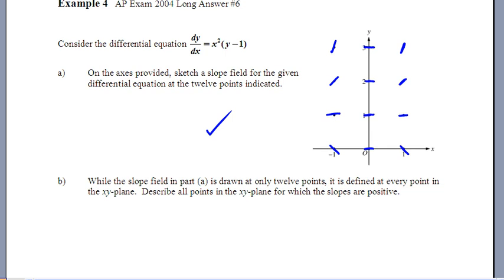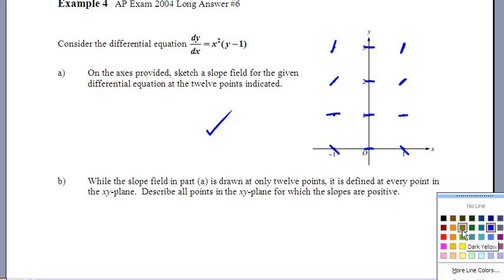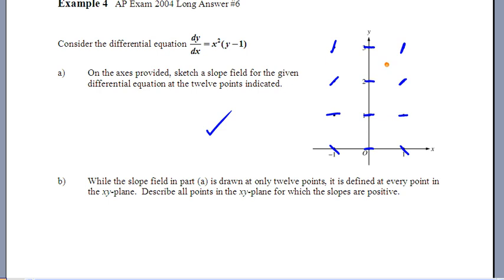Part B. It says the slope field that you drew in part A was only done at 12 points. It's actually doable at every point in the XY plane, right? Like you could pick this point right here and say, what about at 0.5 and 2.5? You could put those numbers in here and see how steep the little hack mark is. So we could have played this game an infinite number of places and we just did 12. So they said, yeah, you only did 12, but it is happy all over the XY plane.